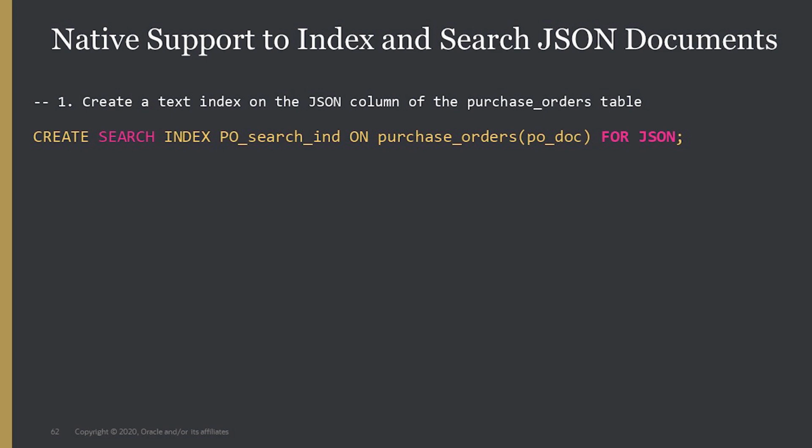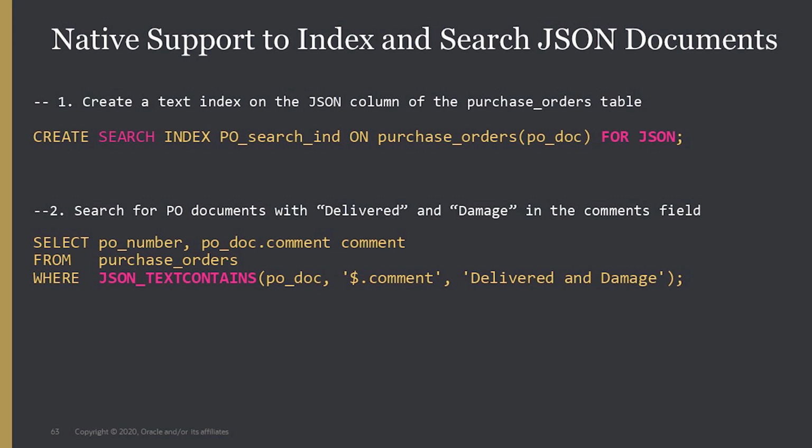Super simple. Now to do the search, in this case, I'm searching for PO documents with delivered or damaged in the comments field. It's just very simple. I just put it in the where clause. I'm looking for JSON text contains in the comment field delivered and damaged. That's all I have to do, and I've done a text search inside the Oracle database.